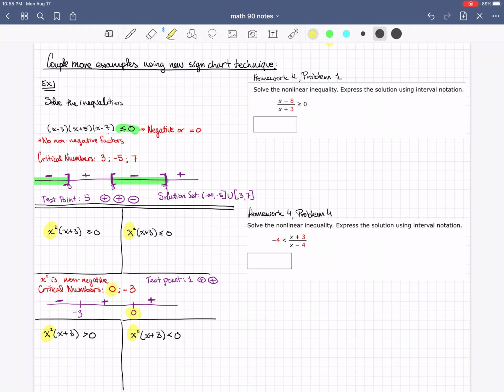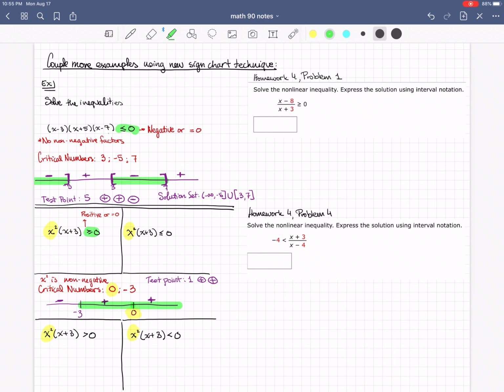So first example, greater than or equal to 0. We've talked through this a number of times. Greater than or equal to 0 means positive or 0. So let's see, where are we positive? We are positive here between negative 3 and 0, and we're positive after 0. Notice that we don't need to skip 0 because being equal to 0 is okay.